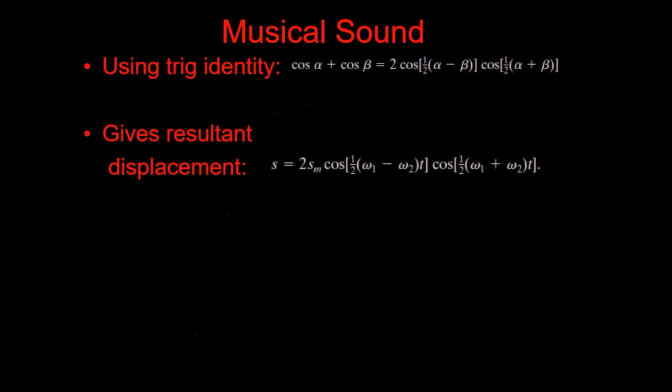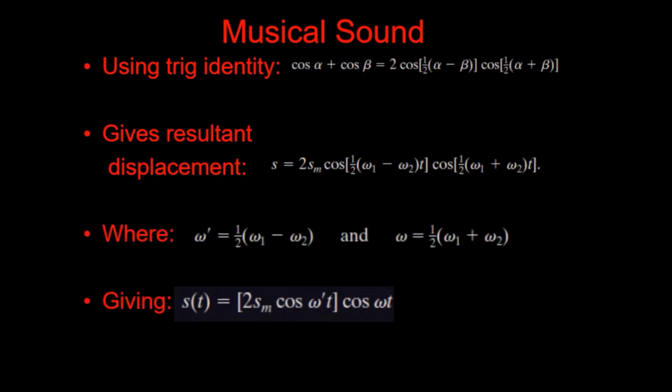So if we employ this trig identity, we will get a resultant displacement of S, which is equal to 2Sm cos, factoring out our omegas, 1/2 omega 1 minus omega 2 times t, times cos 1/2 omega 1 plus omega 2 times t. Where in this particular case, omega prime is going to be 1/2 omega 1 minus omega 2, and of course omega is going to be 1/2 omega 1 plus omega 2. That'll give us an S overall with time of 2Sm cos omega prime t times cos omega t.